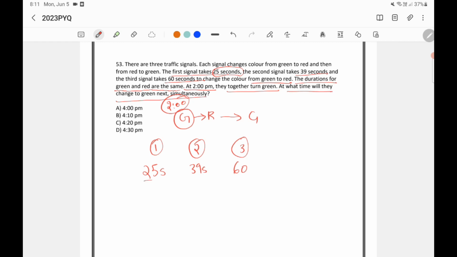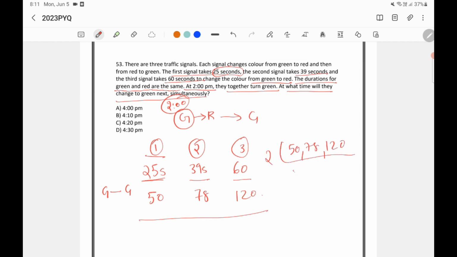Now here 25 seconds for the first signal, 25 seconds it will take to convert from green to red. Now again from red to green it will take again 25 seconds. So total from one green to next green it will take 50 seconds. First green to red and then red to green. Similarly this will take 78 seconds to convert from one green to another green. This will take 120 seconds. Now what you need to do? Just take the LCM of this one. So LCM of 50, 78 and 120.